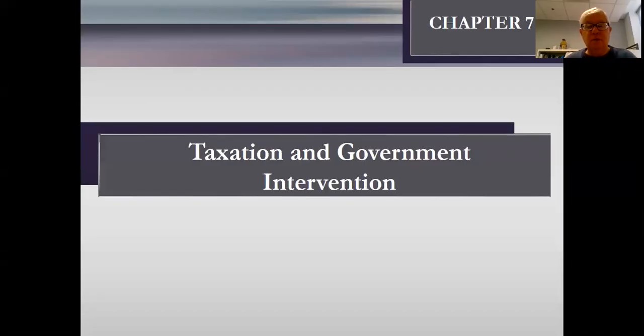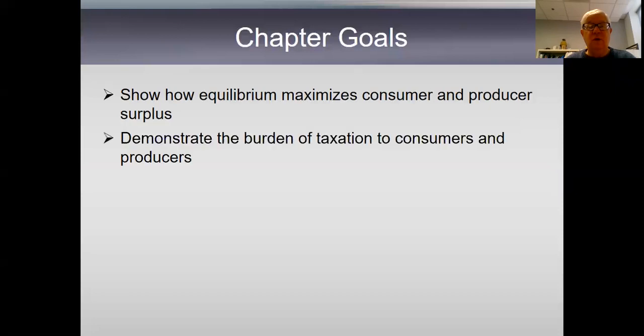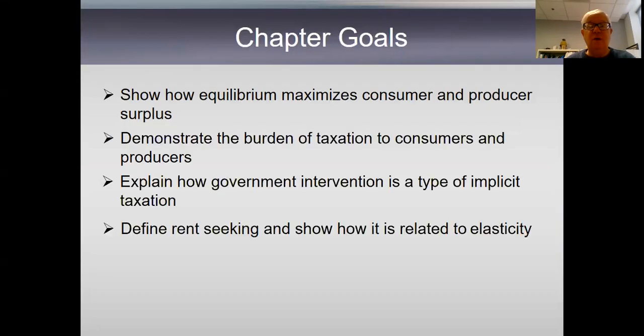In the next chapter, this is chapter 7, we're going to use the skills that we've learned so far to talk about how taxation and government intervention affect a market. The kinds of things that we're going to be talking about in this chapter is show how when a market is in equilibrium, it maximizes what economists call consumer and producer surplus.